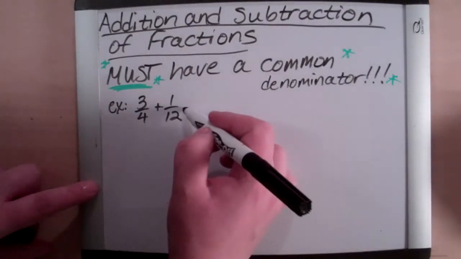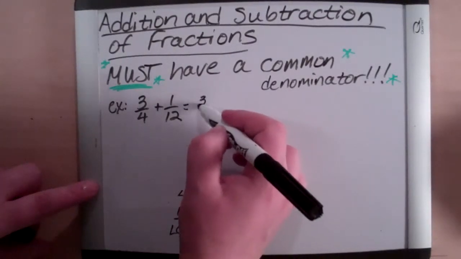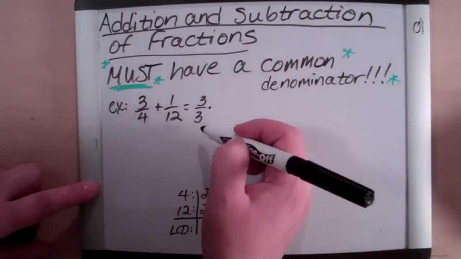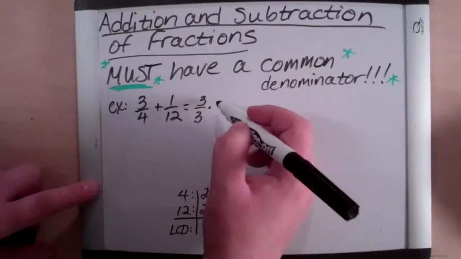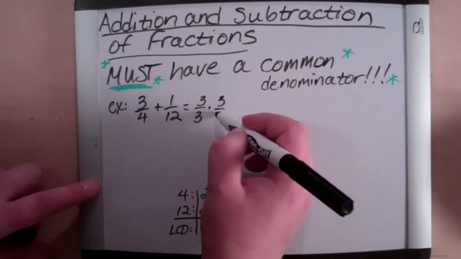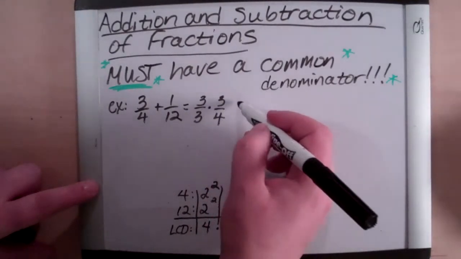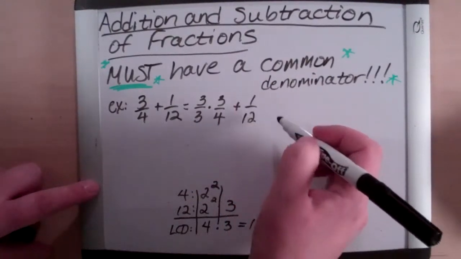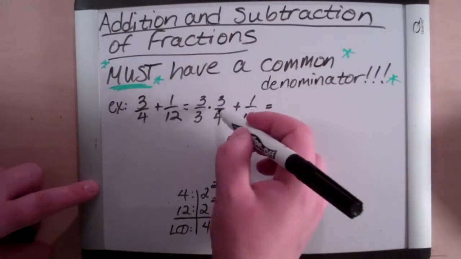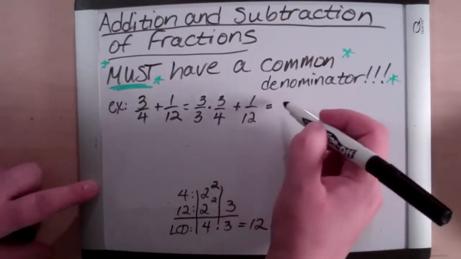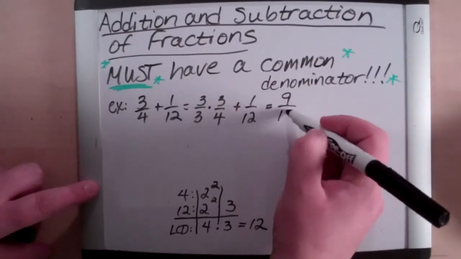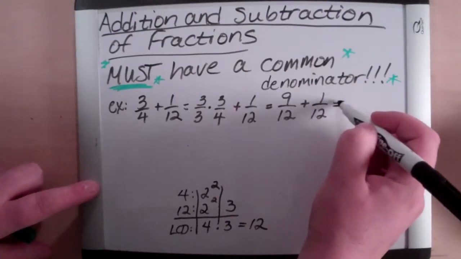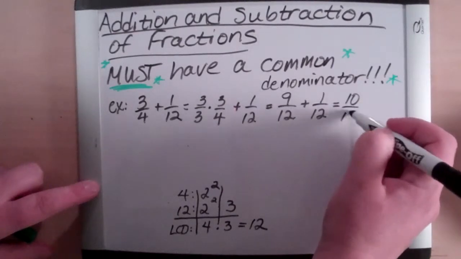So what I will do is I'll take the missing factor, which is 3, and I'll construct a form of 1, which is the 3 over 3, and I'll multiply it by the first fraction. I still need to add the second fraction, and by order of operations, the multiplication has to be done first. So I'll have 9 over 12. I'm going to add it to 1 over 12. So I'll come up with 10 over 12.